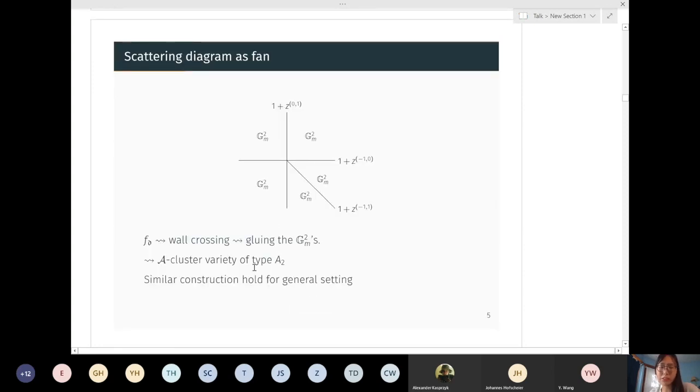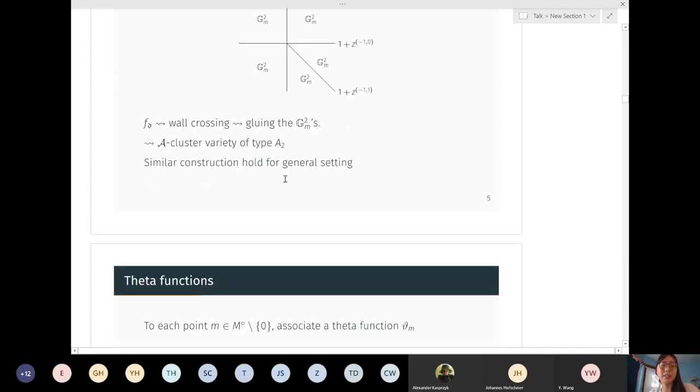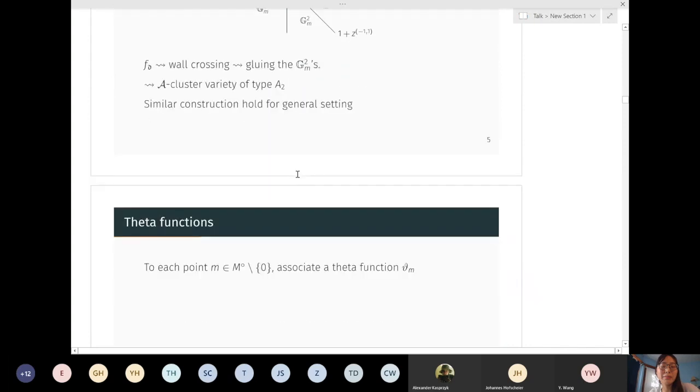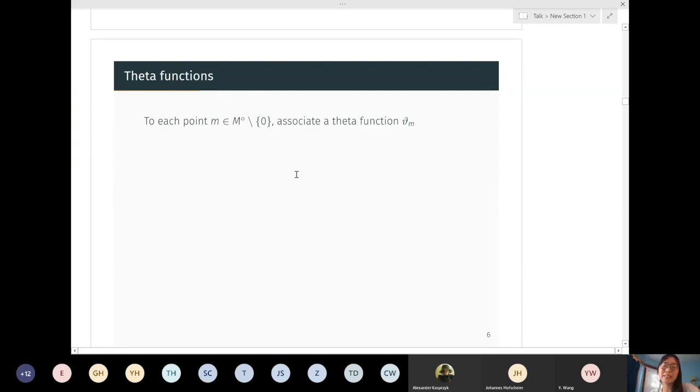And then this, even though I'm just working with one example only, but in general, this is how you can define a cluster variety. And then the next thing is, if you're a cluster person, you'll ask about cluster variables, cluster monomials, but I know this is an algebraic geometry conference, so you might ask what are the functions, like what sections of line bundles are there for this space. So here comes the theta function.